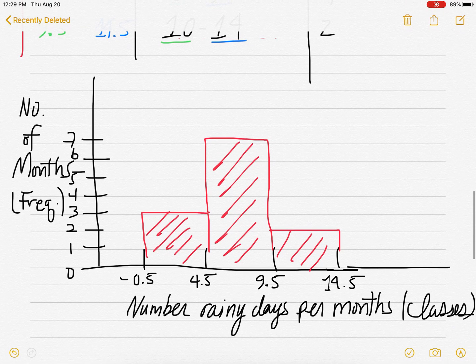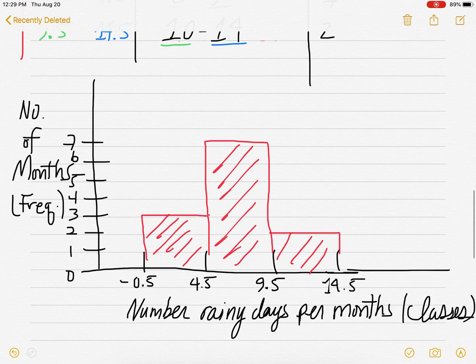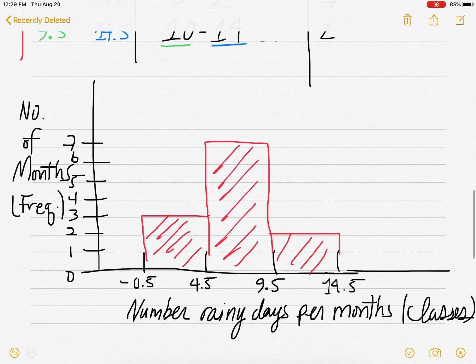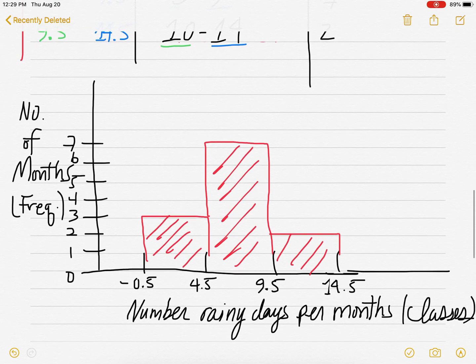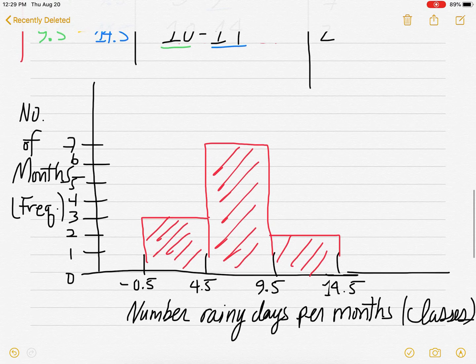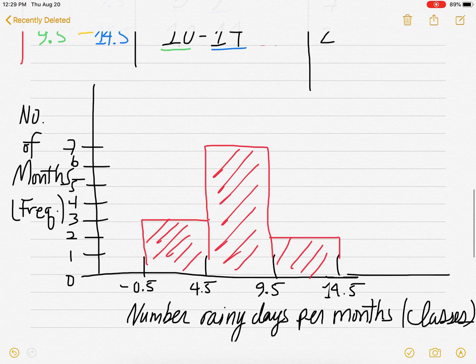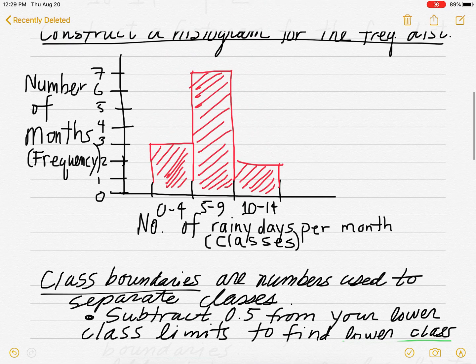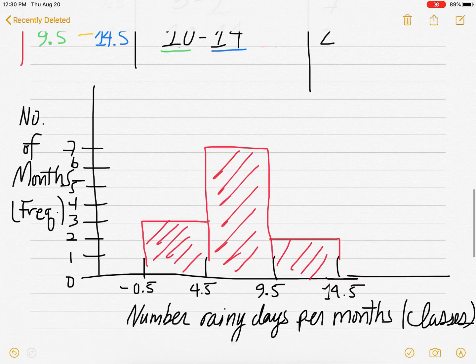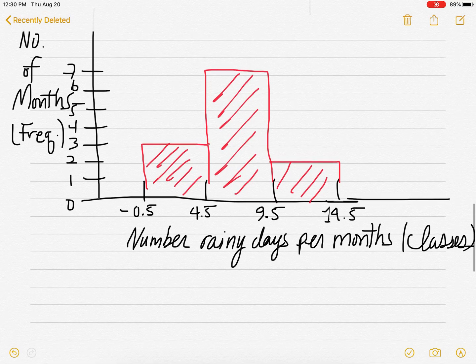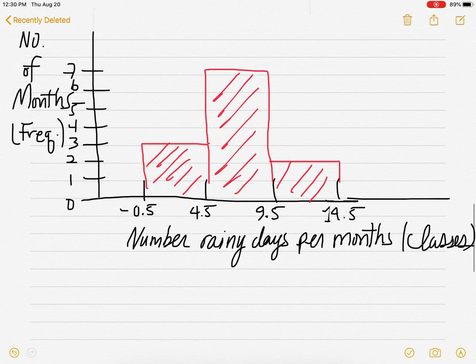Okay, so there it is. This is our histogram for number of rainy days per month and the number of months. It's quite similar to the initial one we did earlier. The difference is on the initial one, the first one, we use lower class limits and put them within the intervals. The second one, we use the boundaries to demarcate the different intervals.